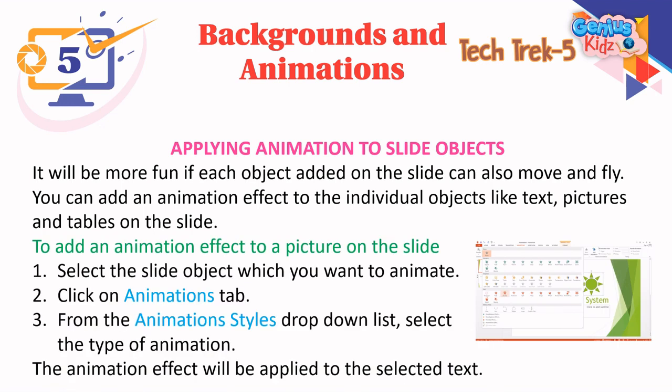To add an animation effect to a picture on the slide, 1. Select the slide object which you want to animate. 2. Click on Animations tab. 3. From the Animation Styles drop-down list, select the type of animation. The animation effect will be applied to the selected text.